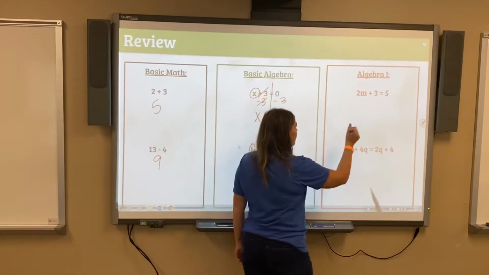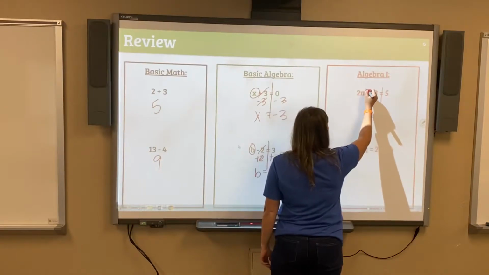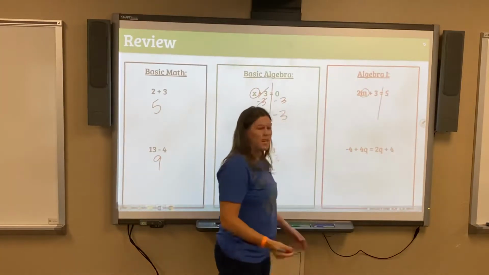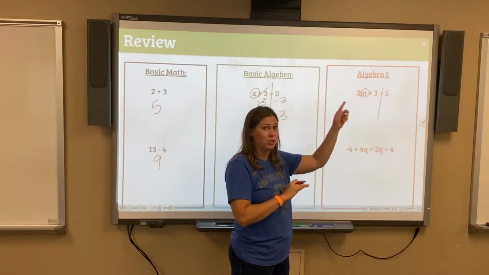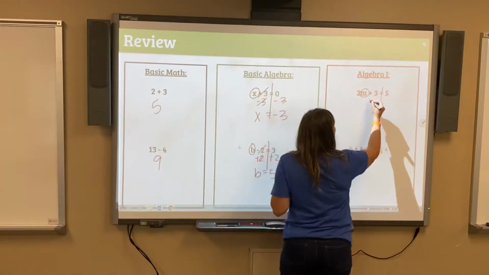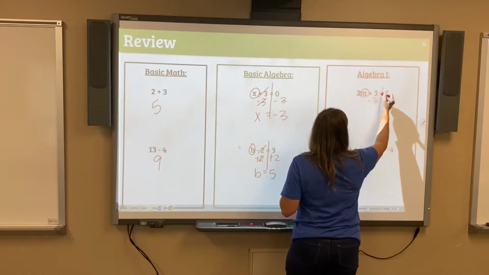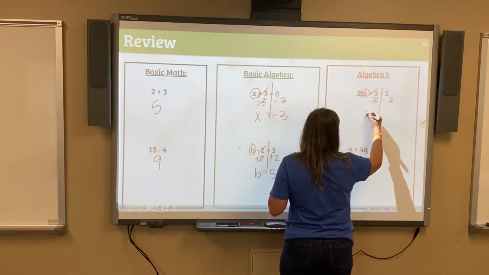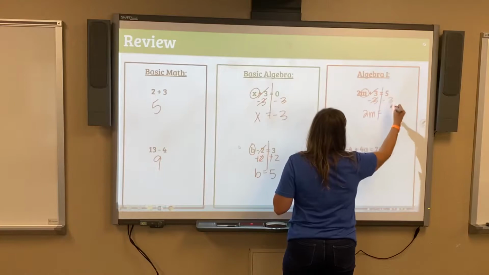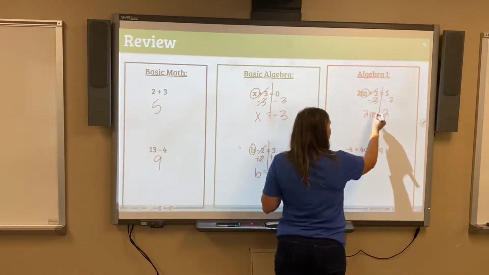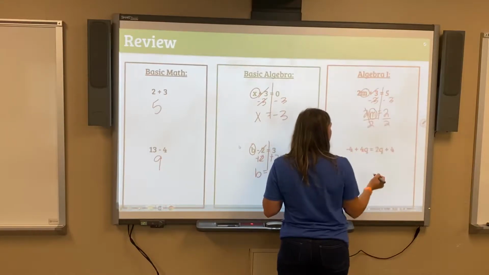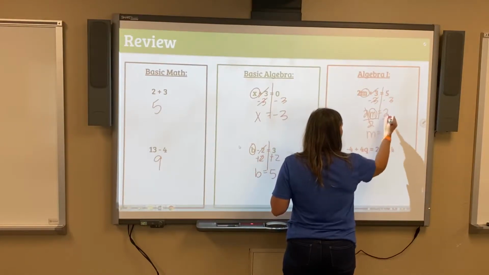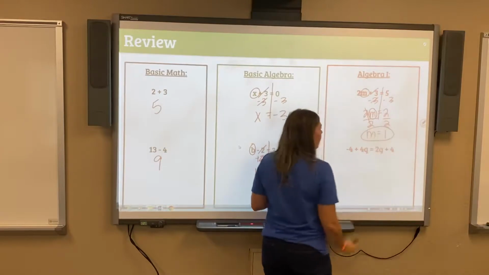Okay, Algebra 1 review. 2m plus 3 is equal to 5. Draw my line still. Now we have to undo our addition or subtraction and then undo our multiplication. Here we're going to subtract 3 from both sides. Bring down the 2m is equal to 5 minus 3, which is 2. Now we undo our multiplication by dividing by 2. Those two cancel. 2 divided by 2 is 1.